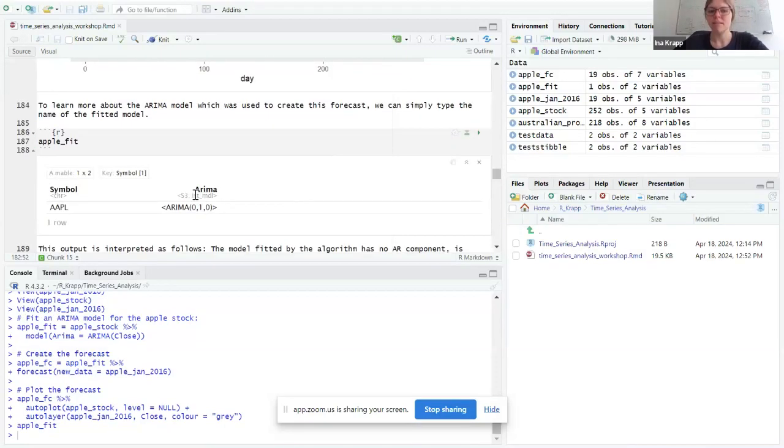As we can see, it is indeed an ARIMA model, and it is not a very complicated model. The data is integrated once, so it was differentiated, which is not surprising to us because this is what the test above already suggested should be done. So this in the middle is the integration level.